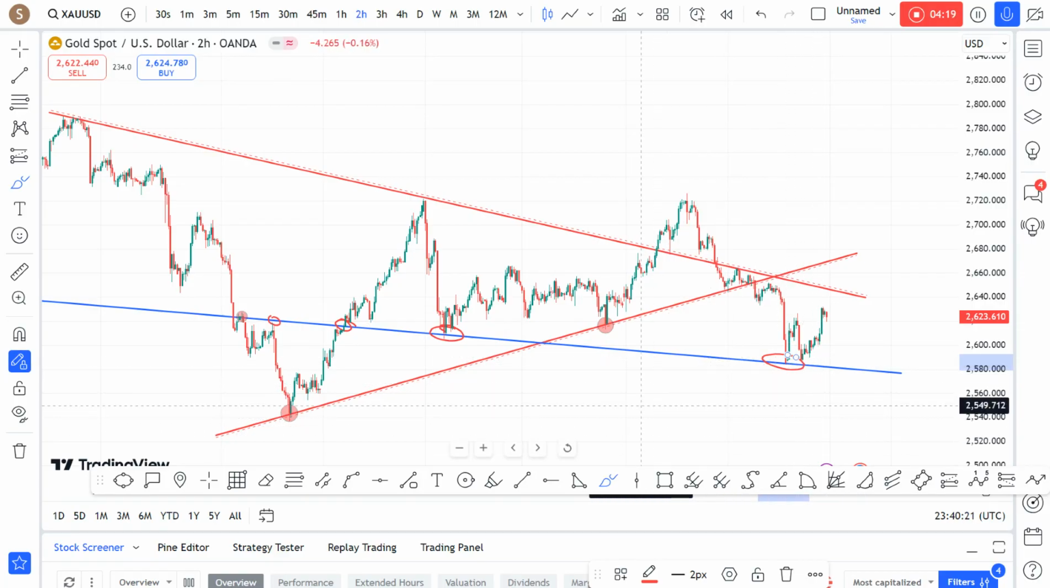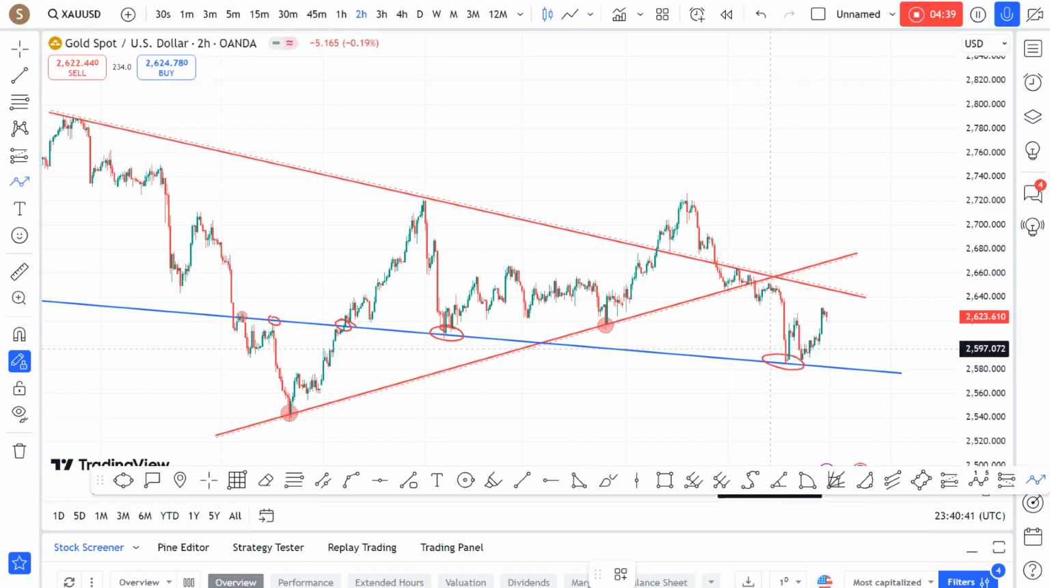Now the question is this: if this is the new dynamic support that held price, and when price returned here, it went on to break the previous high, is it trying to say that price at this level will continue to move in a similar manner? Because we are looking at the structure and trying to draw conclusions on the behavior of price.